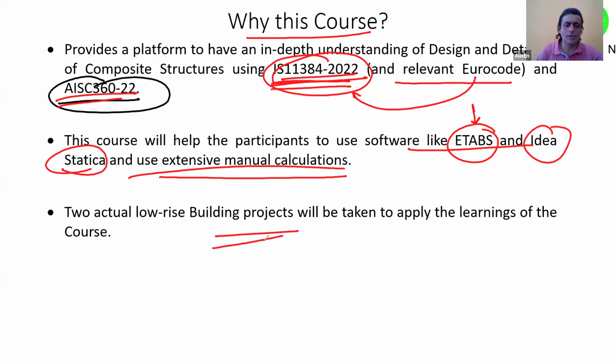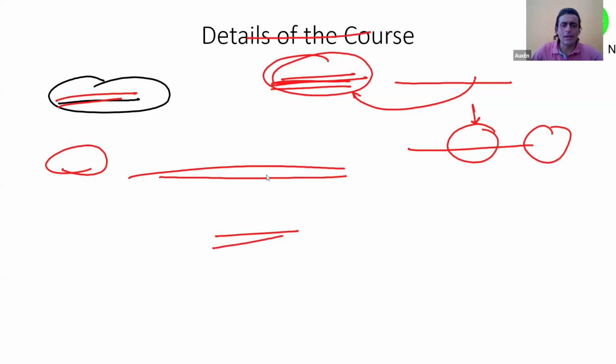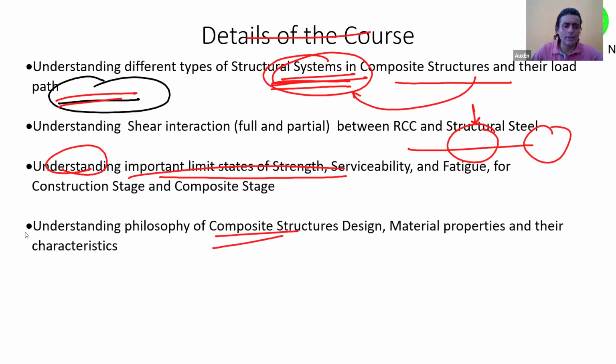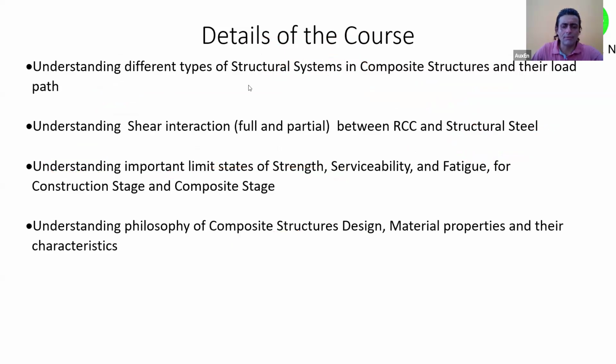And in this course, we will also take two projects. One we will do using the Indian code, one using the American code to apply the learnings. So these are the different things that we are going to study and discuss. We have covered these aspects or these points in the introductory session also. So I'll just quickly go through it. What are the things we are going to cover?